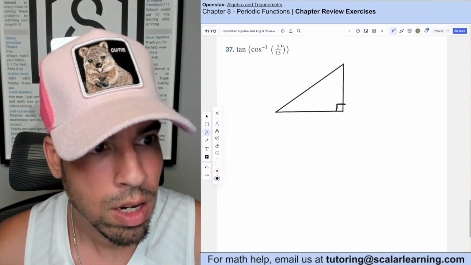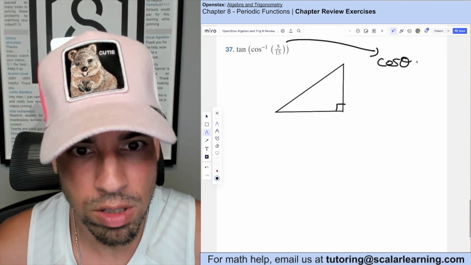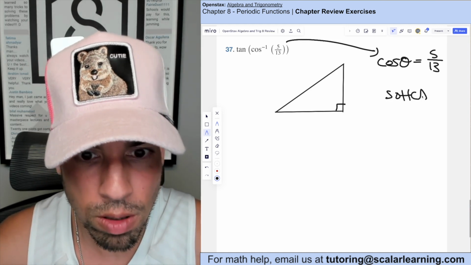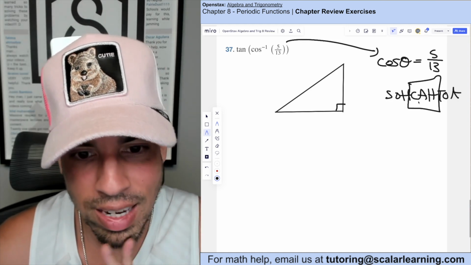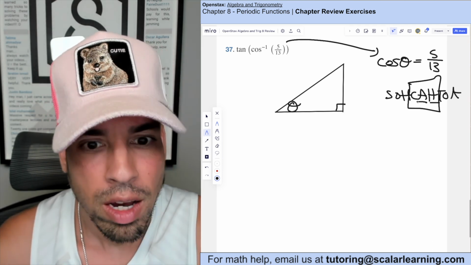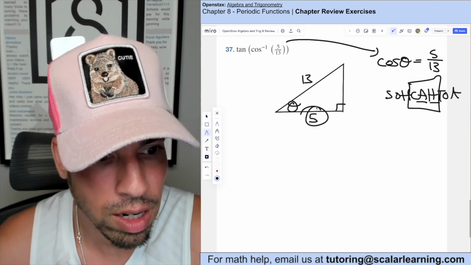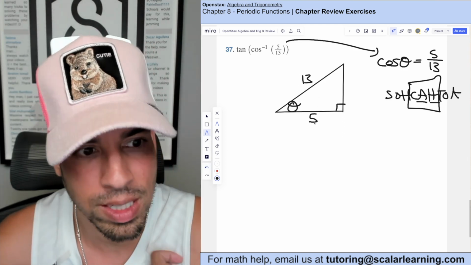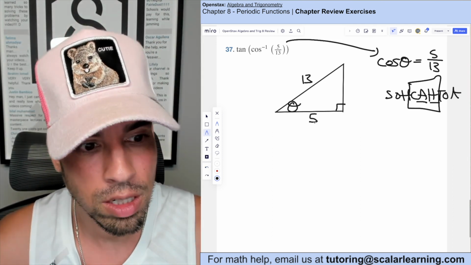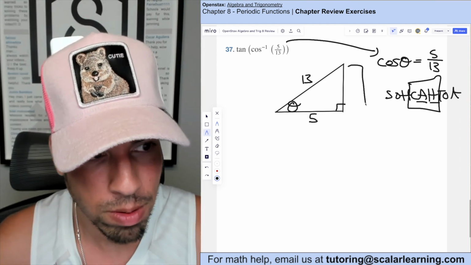So for this one, we can't use the unit circle because this value does not appear in the unit circle, but I can do it a different way using a triangle, recognizing that this is really saying cosine of some angle equals 5 over 13. If we come back to SOHCAHTOA, cosine equals adjacent over hypotenuse of an angle. So let's call this theta right here. I can call this side 5 and this side 13. It could also be 10 and 26. It doesn't have to be 5 and 13, but it doesn't matter because we just need values that work for the correct ratio.